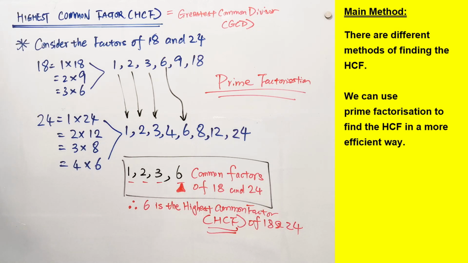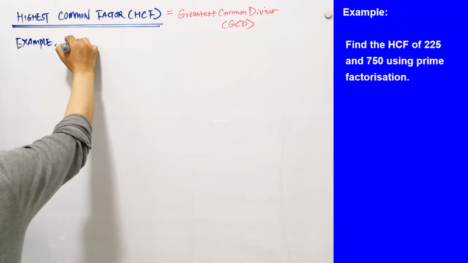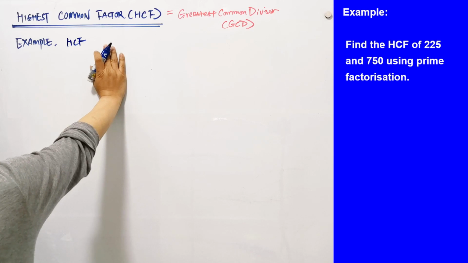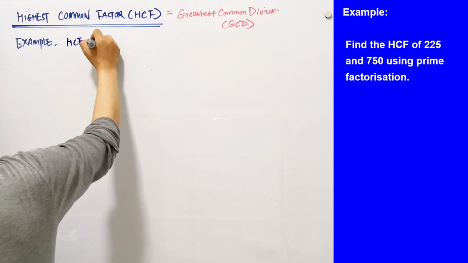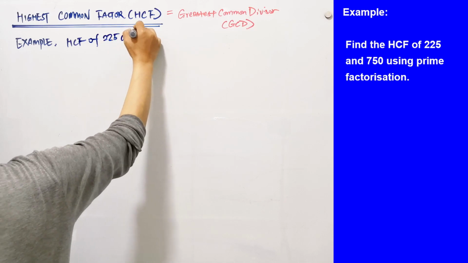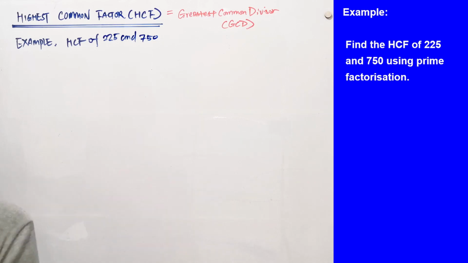Okay, now let us give some examples, right? The first example: find the HCF, the highest common factor, of 225 and 750. Basically we have two ways. Just now we saw using prime factorization to find it, right? Let's use the first one.